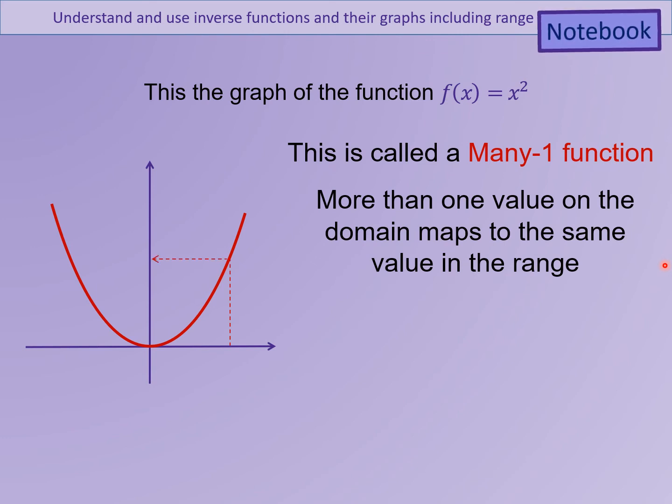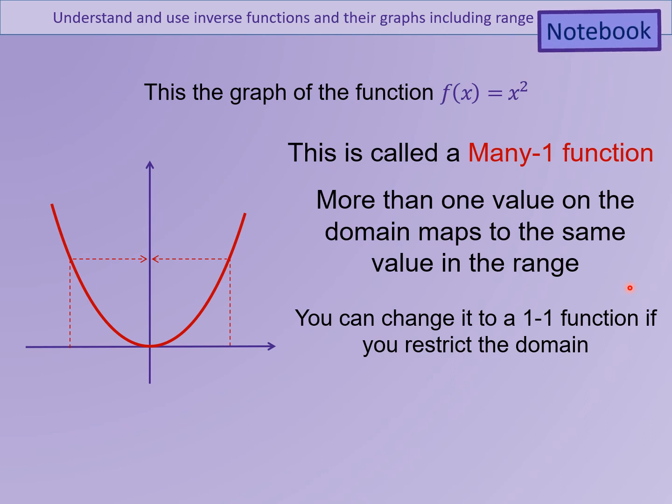There's the example I just mentioned. One answer in there, but that answer can get 2 as well. Many different answers, numbers in, get me one possible answer out. And like I say, very technical there, but it's right. More than one value on the domain maps to a value on the range.